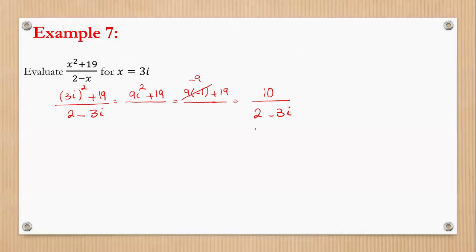But I know, like with radicals, when we see a radical in the denominator, we try to rationalize to get rid of the radical from the denominator. We do the same if i is in the denominator. I need to get rid of i from the denominator by multiplying by the complex conjugate. And the complex conjugate of 2 minus 3i is 2 plus 3i.